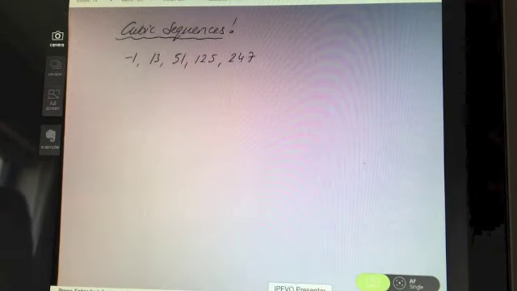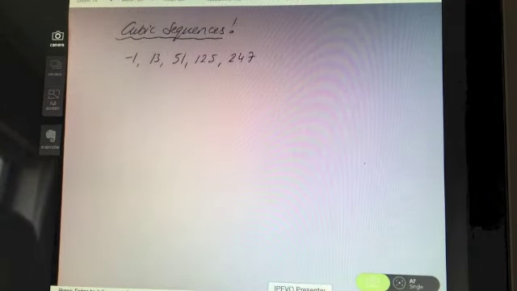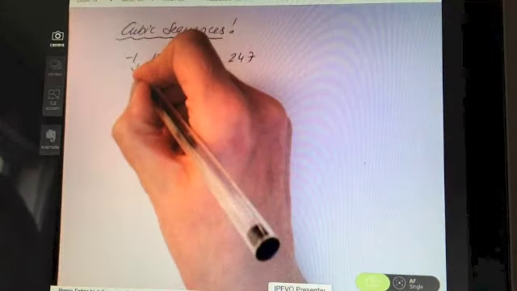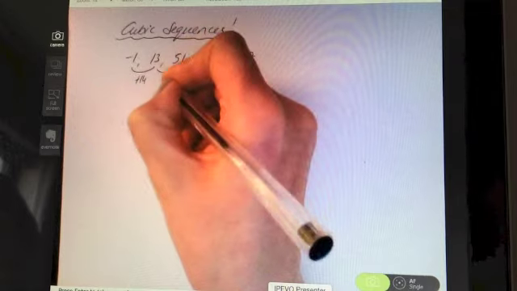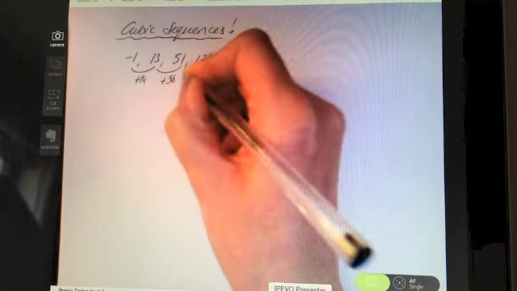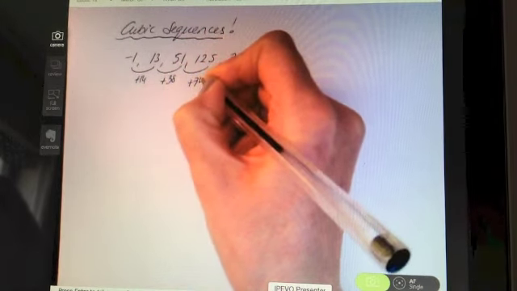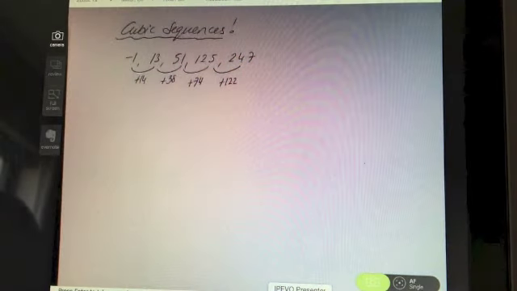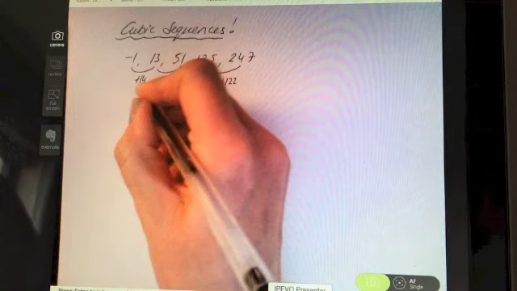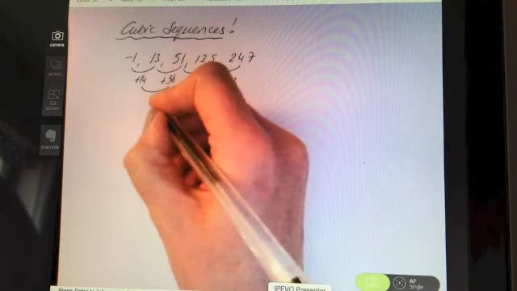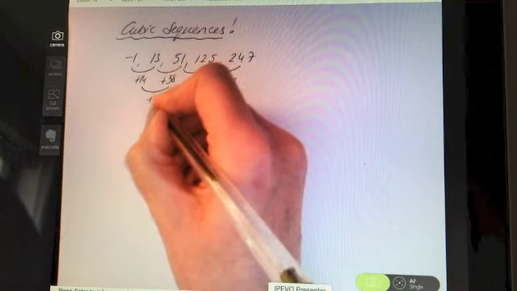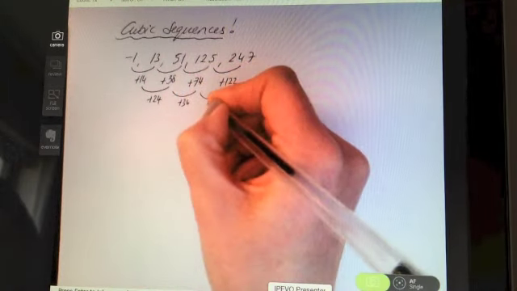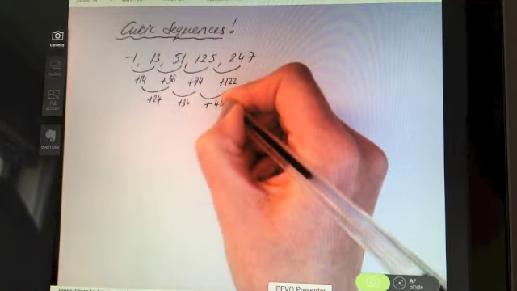-1, 13, 51, 125 and 247. And as always, we'll start analysing the differences. So here I have plus 14, here plus 38, here plus 74, and between here and here 122. So let's keep analysing the differences here. Between 14 and 38 is 24, between these two is 36, and between the last two here is 48.